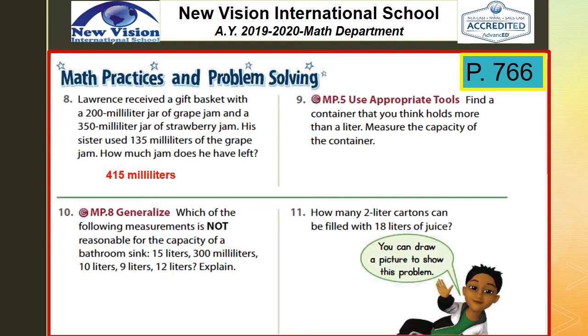milliliters. Okay, why? Because 200 minus 135 is 65. And 65 milliliters of grape jam plus the 350 milliliter jar of strawberry jam would be equal to 415 ml. Good. Number 9.